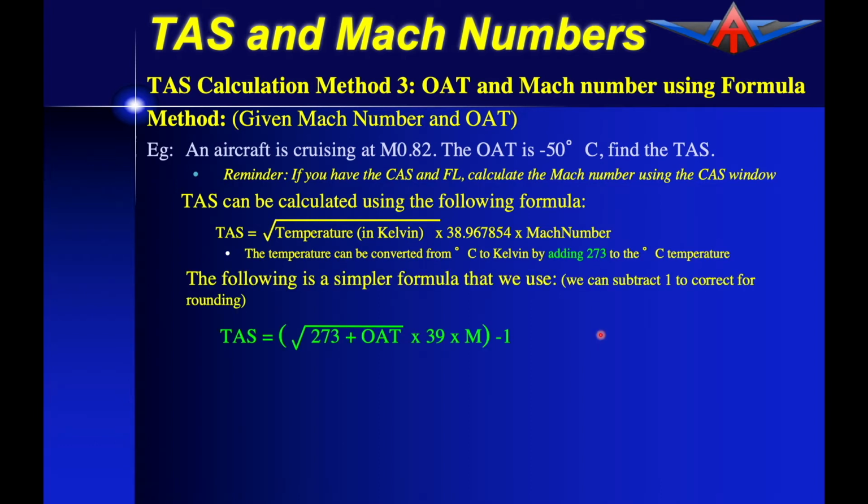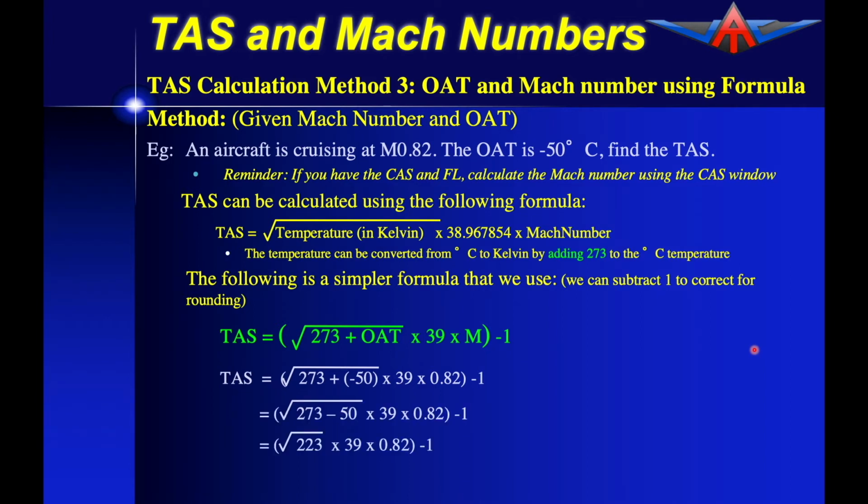To convert the temperature from degrees Celsius to Kelvin, we simply add 273 to the Celsius temperature. The formula that we're going to use is slightly simpler, where the true airspeed is equal to the square root of 273 plus the outside air temperature, that converts it to Kelvin, multiplied by 39 rather than this complicated figure, multiplied by the Mach number, and then we will subtract 1 to minimize the error of rounding it up to 39. So in our example, 273 plus the negative 50, add those two, then take the square root of it, multiply that by 39, multiply that by the 0.82 Mach number, and then after you've completed that, finally subtract the 1. Our final answer will be 477 knots.